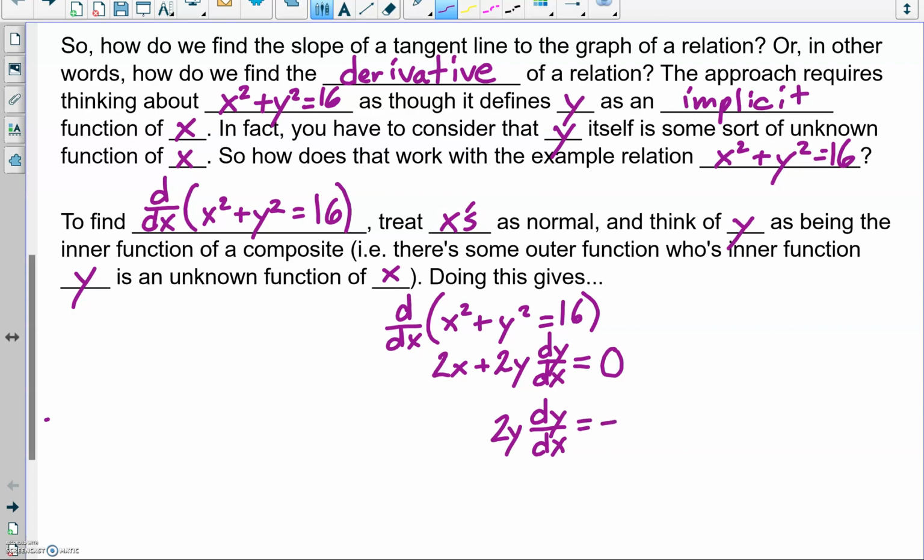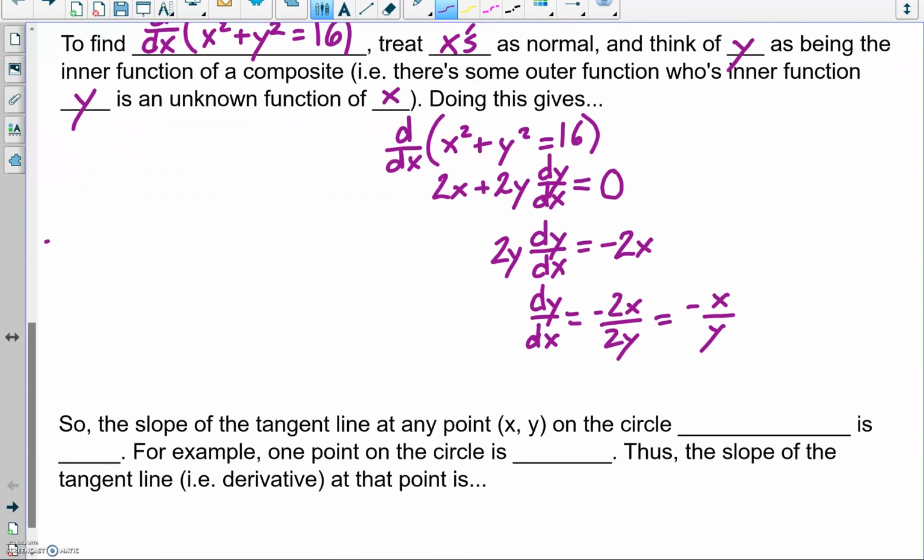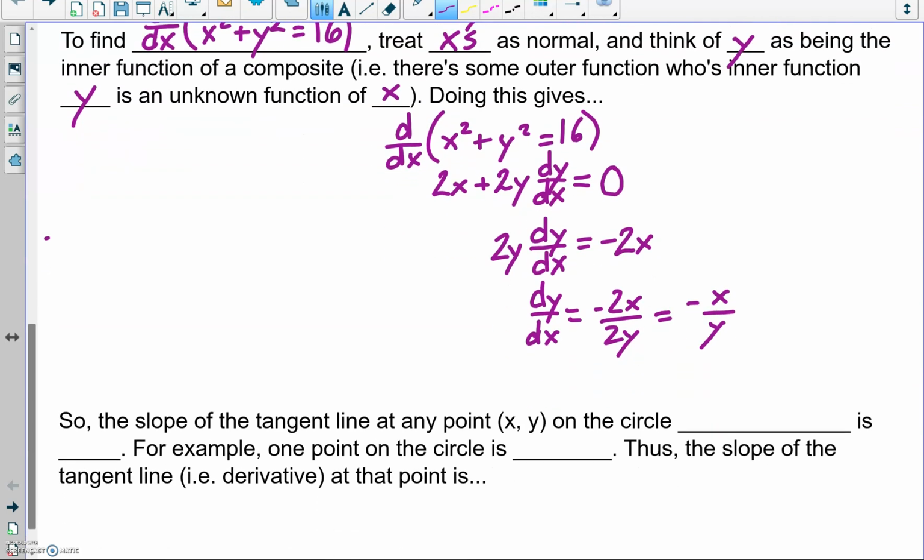And the first step here, just subtract the 2x from both sides. Then we can divide by the 2y on both sides. And then just canceling out the 2's, you get negative x over y. So what that tells me then is the slope of the tangent line at any point on the circle x squared plus y squared equals 16 is just negative x over y.